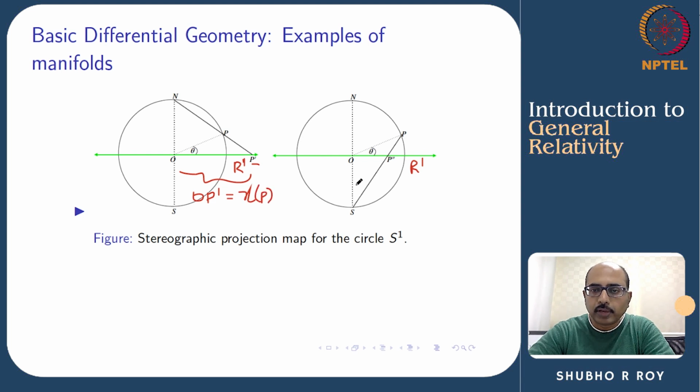Okay? Same thing for the South Pole based coordinate system. This point P, you join it to the South Pole via this chord SP, and wherever the chord SP intersects the x-axis, for example, this point P double prime, that gives you the coordinate of the point P in the South Pole based coordinate system, which is the length of the line segment OP double prime, the length of the intercept OP double prime, and this we will denote as Y of P.